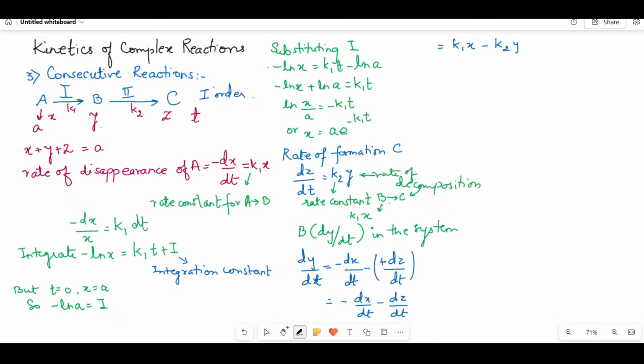On substituting the value of x over here, what we get is dy by dt is equal to k1 a e raised to minus k1t minus k2y.